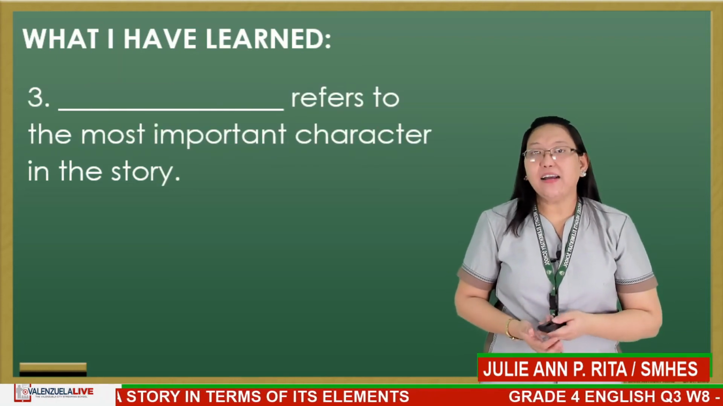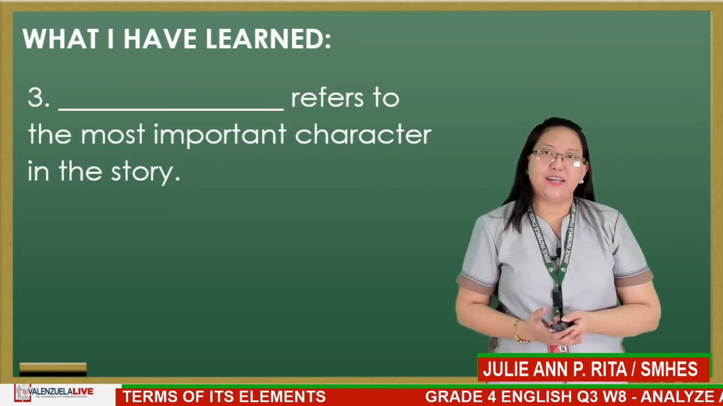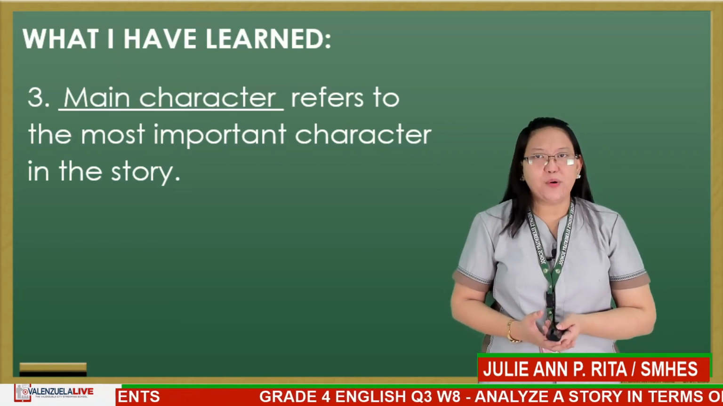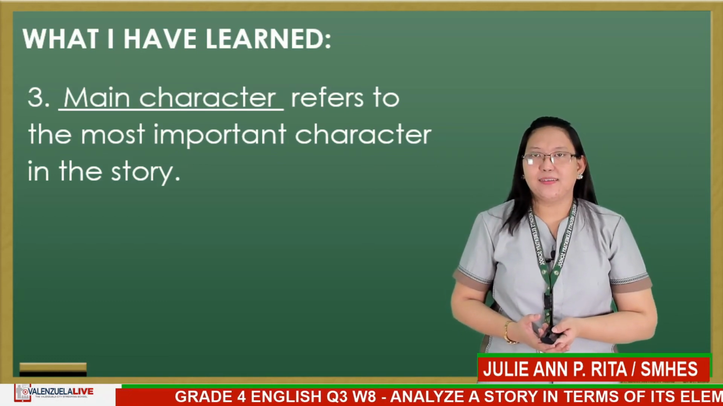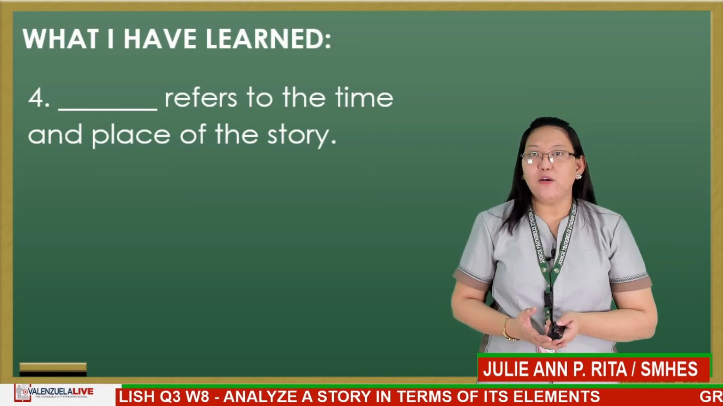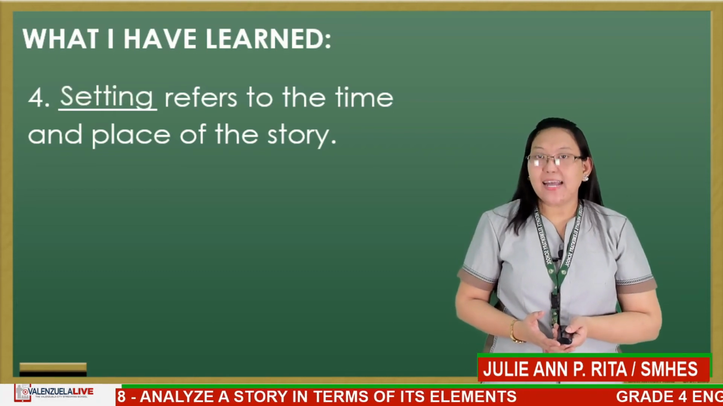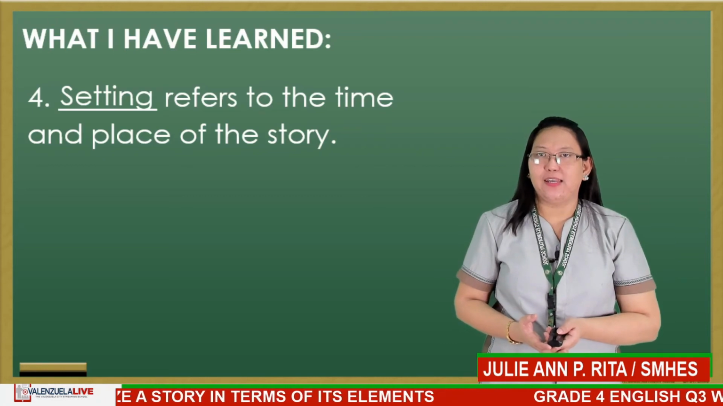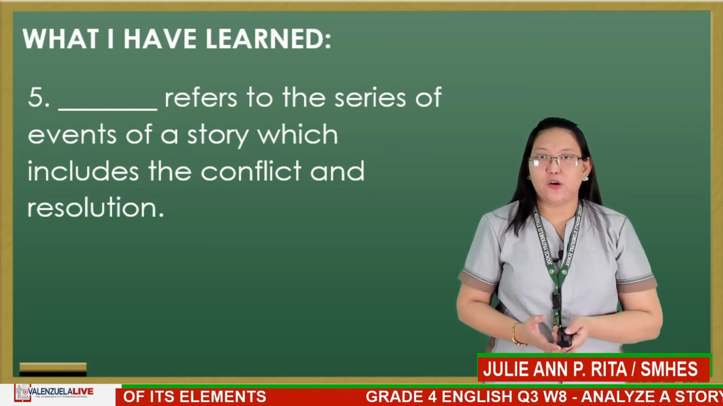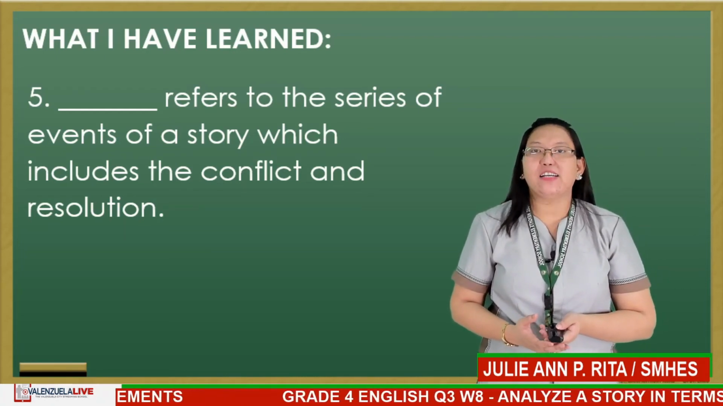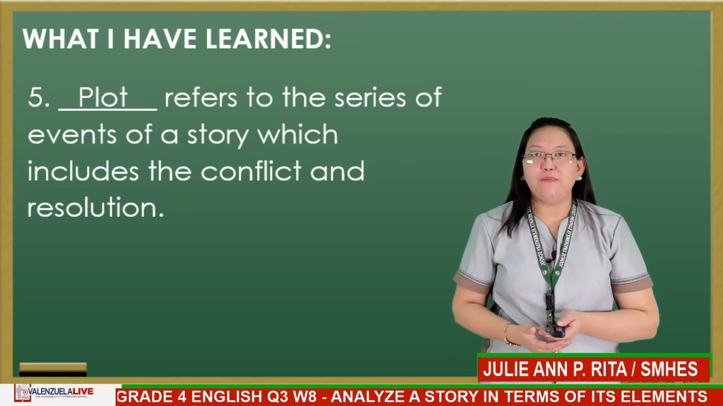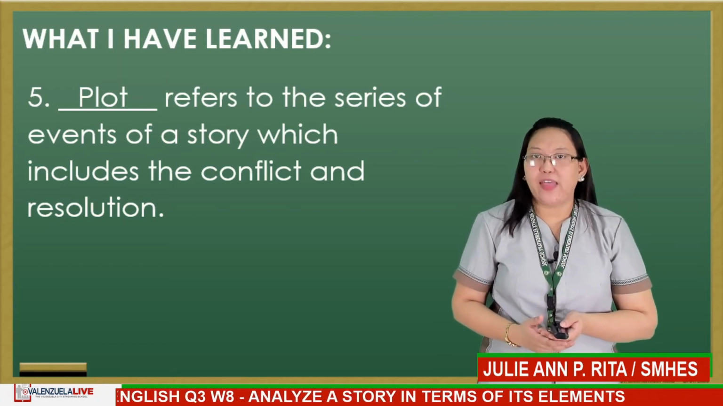Number 3. Blank refers to the most important character in the story. The main character refers to the most important character in the story. Number 4. Blank refers to the time and place of the story. Setting refers to the time and place of the story. Number 5. Blank refers to the series of events of a story which includes the conflict and resolution. That's right. Plot refers to the series of events of a story which includes the conflict and resolution.